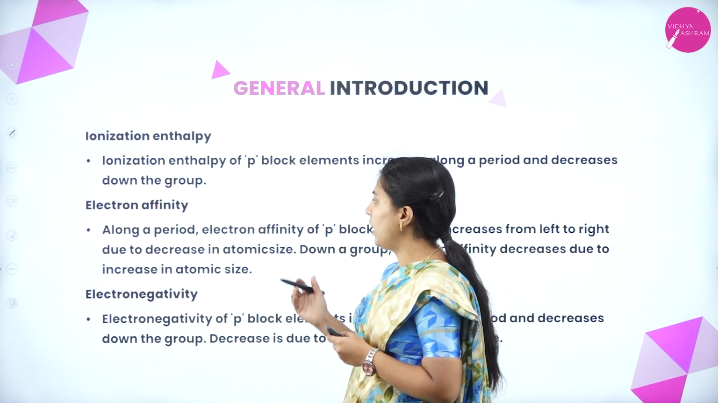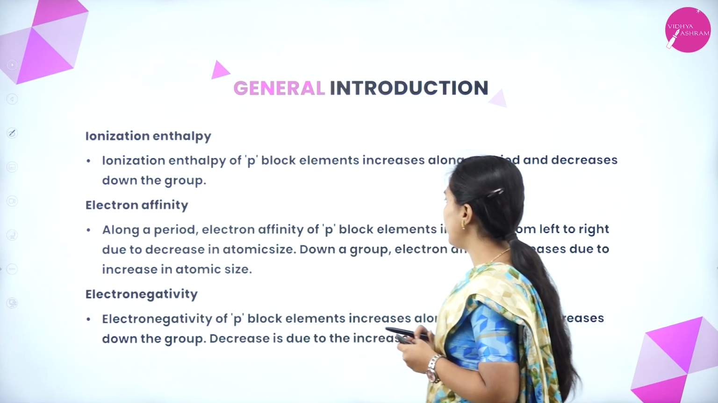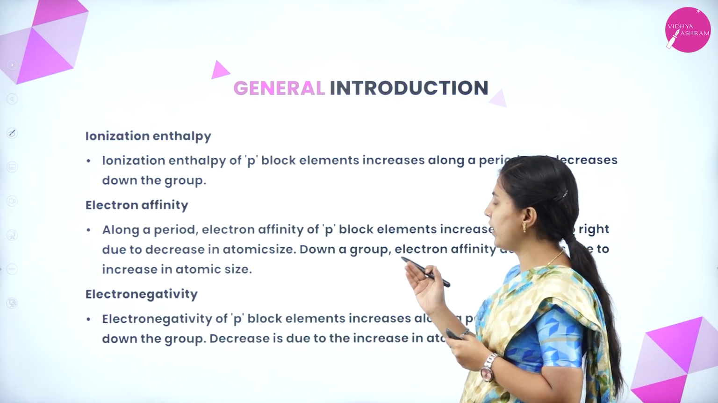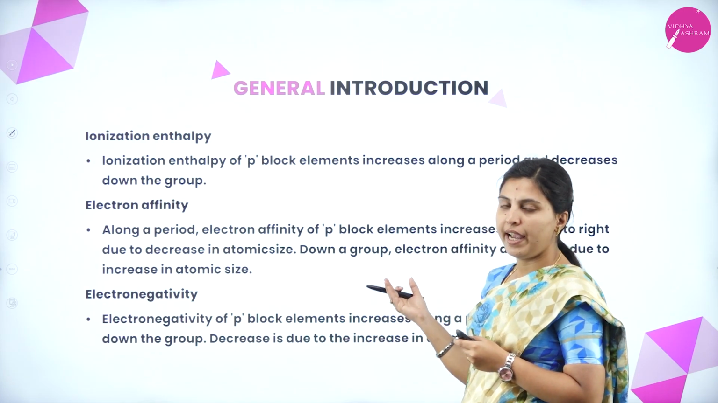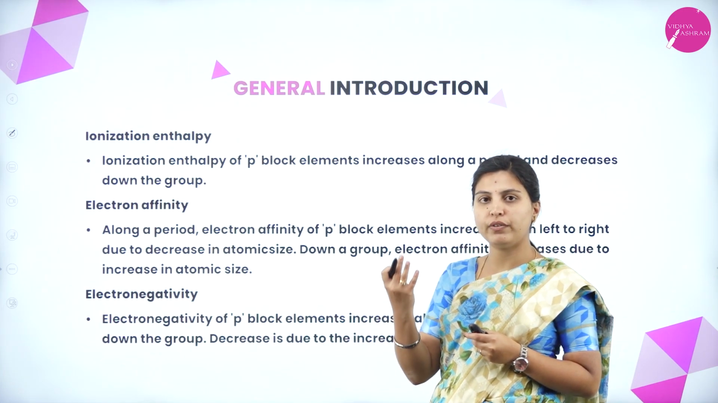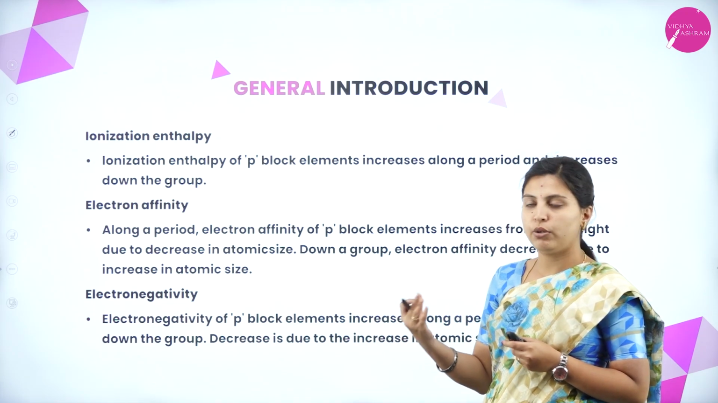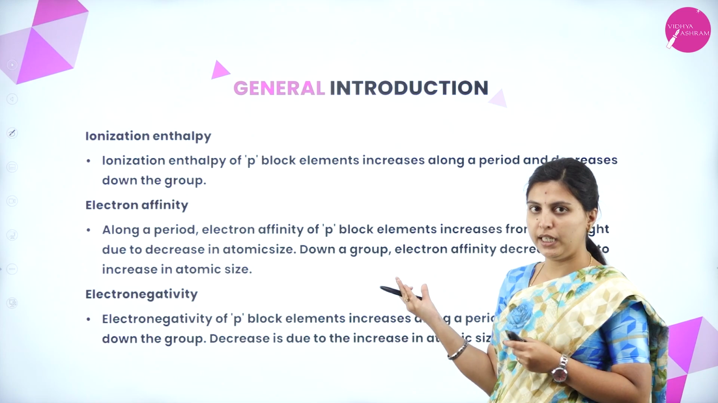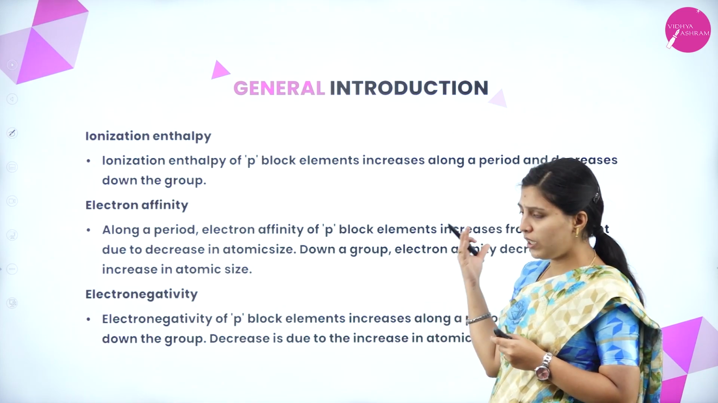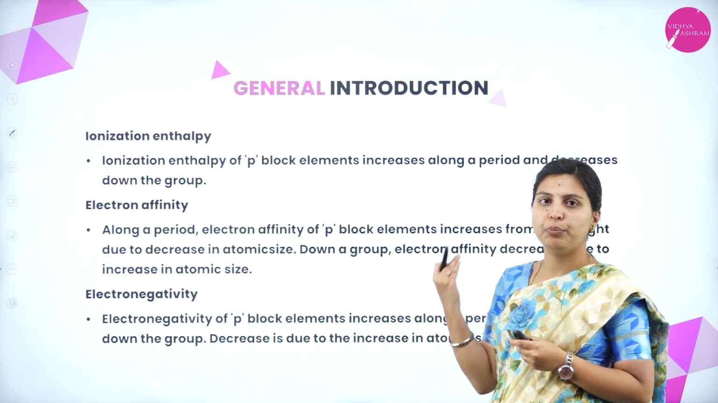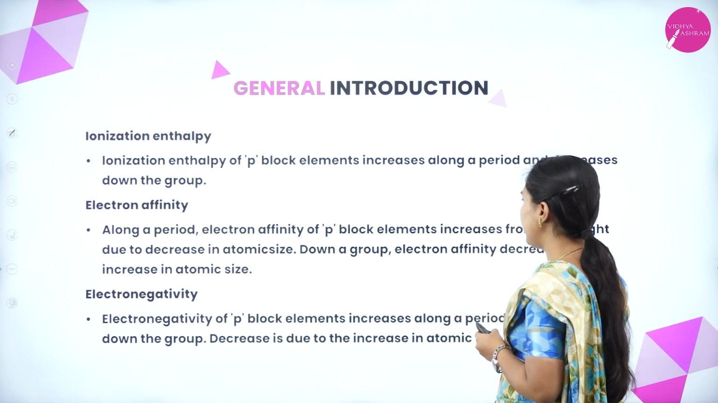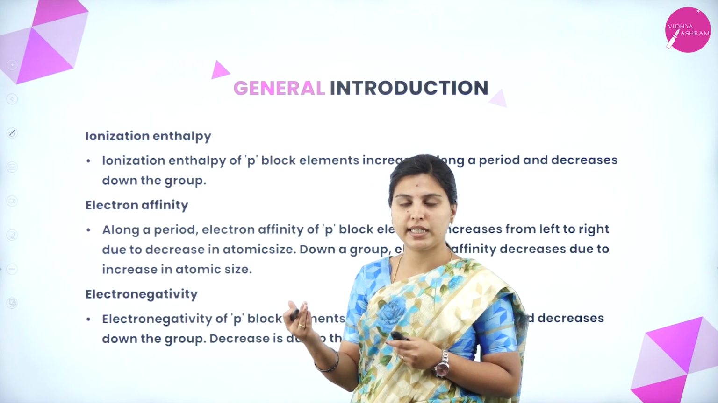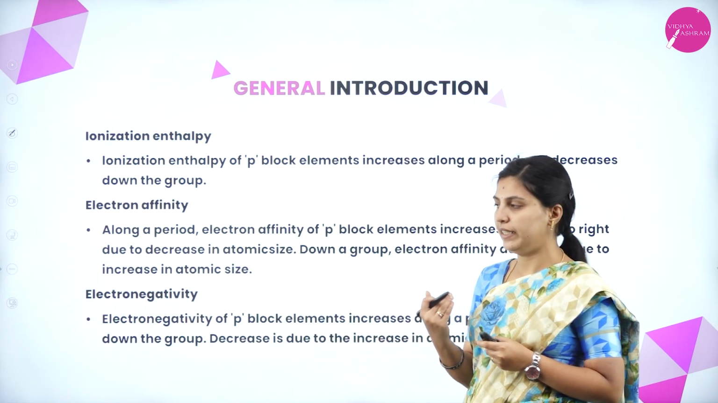Electron affinity. Along a period, electron affinity of p block elements increases from left to right due to decrease in atomic size. Electron affinity means the attraction of one electron to the nucleus. So, due to atomic size decrease along the period, what will happen? The affinity towards the electron is more. Down a group, electron affinity decreases due to increase in atomic size. Down the group, atomic size will increase, so electron affinity will decrease.